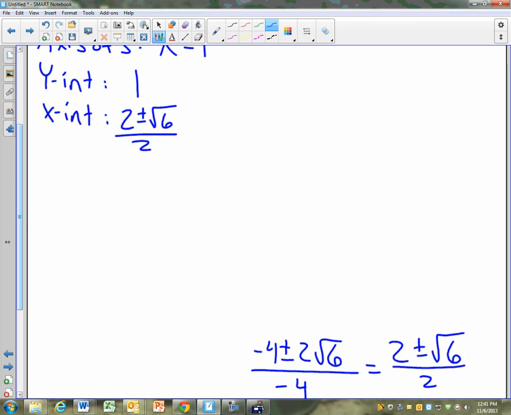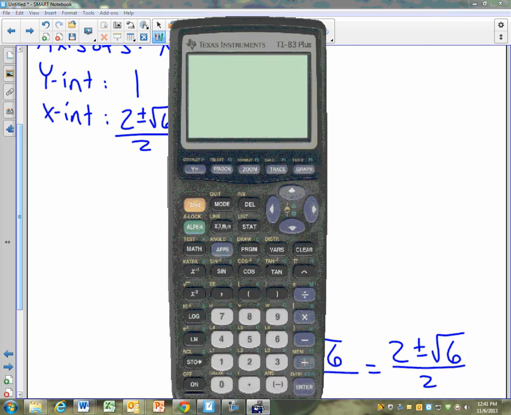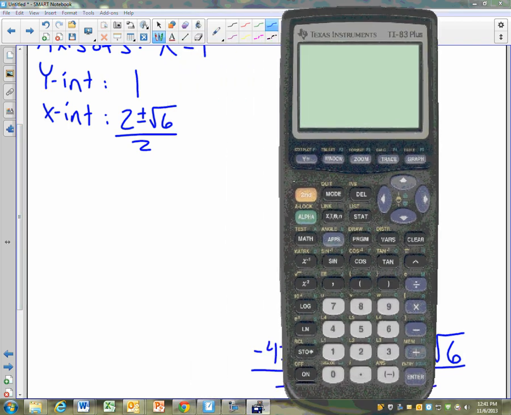Two plus or minus square root of 6 all over 2, right? So, but I can't graph that. I have no idea what that looks like. What is 2 plus or minus square root of 6 over 2? So I take out my handy-dandy calculator, and I go to work.